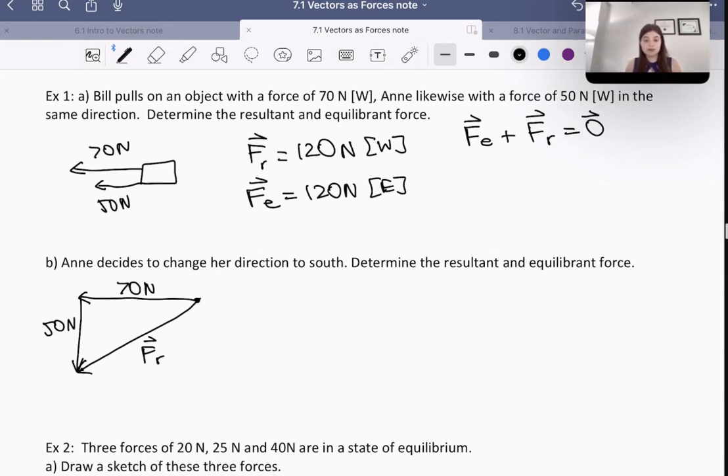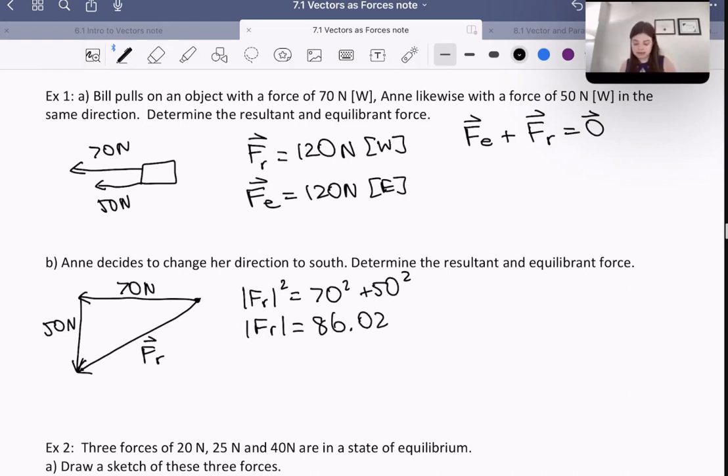So let's figure this out. How do we figure this out? Well, we've got to use Pythagoras' theorem. So first things first, the resultant force squared will be equal to 70 squared plus 50 squared, which means that the resultant force will be 86.02 once I solve for that.